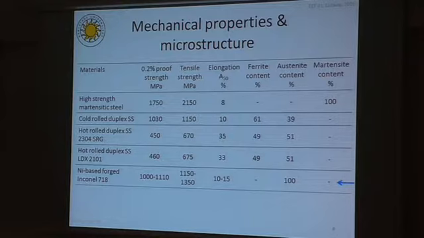In the same way, the mechanical properties of these grades have a good variation among themselves. For example, the tensile strength of the high strength martensitic steel is the highest among this selected group, at 2150 megapascal, compared to the lowest being for 2304 SRG at 670 megapascal.